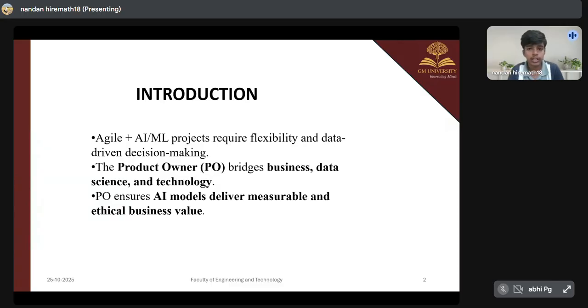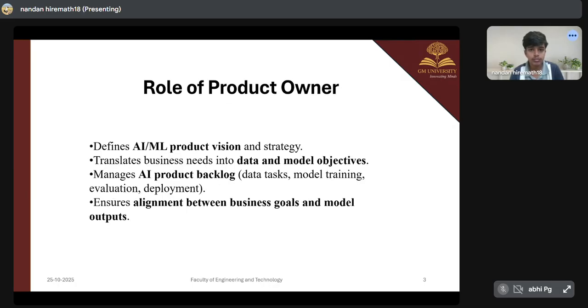And I'm going to introduce Agile plus AI/ML projects require flexibility and data-driven decision making. The product owner (PO) bridges business, data science, and technology. The PO ensures AI model delivery measures and ethical business value. And the next slide, we have the role of product owner.